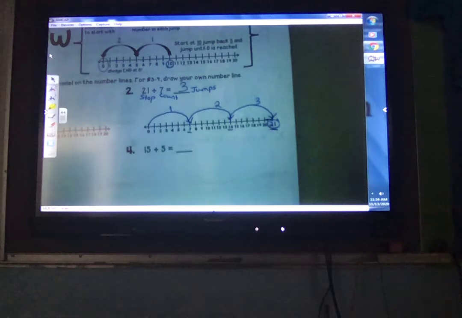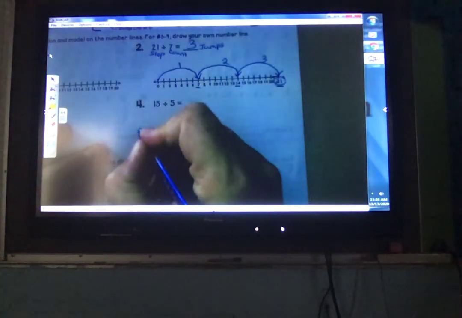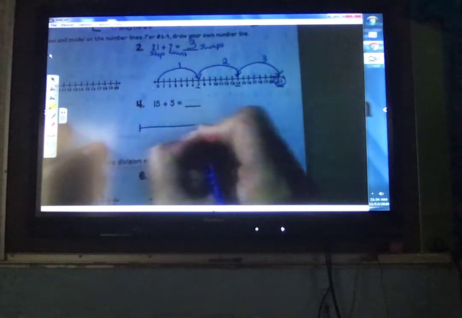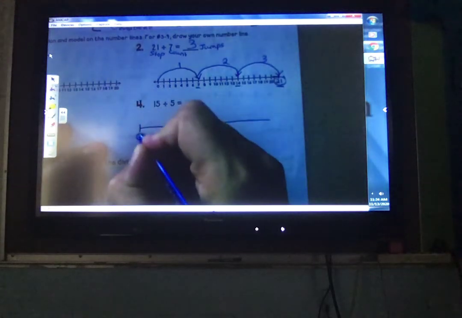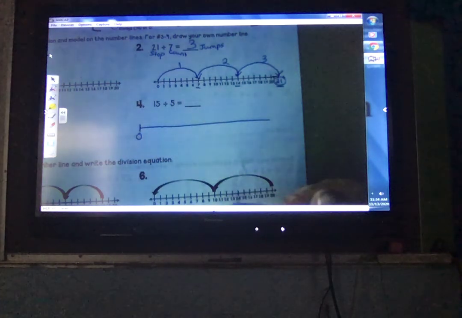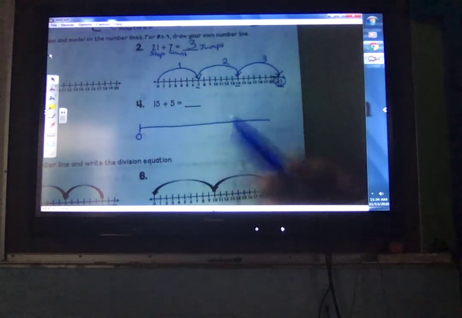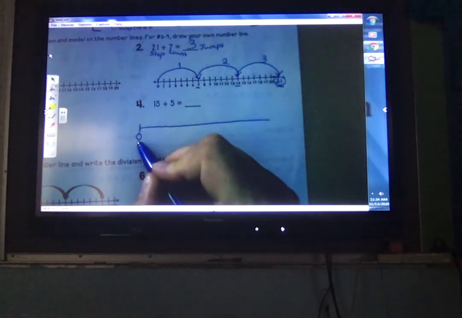I'm going to do number 4 with you as well. So we're going to start with 0. Always start at 0. Some of you, last time we did number lines, you decided to start at 1. That's incorrect. We don't start counting on 1. We start with 0 and then we jump to our 1. So the number line has to start on 0.